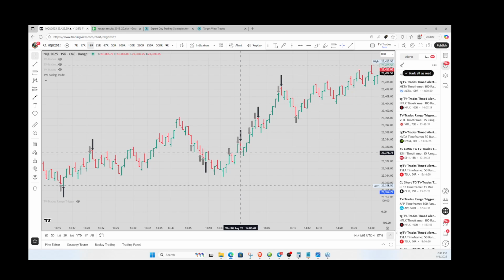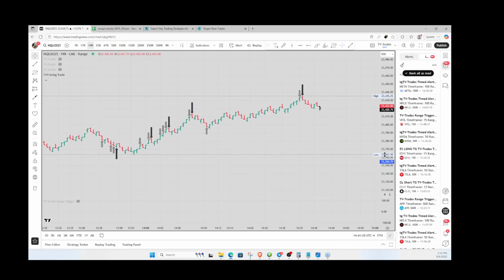Now this is on a 19 range, so your stop would have to be about, well, I use a 25 tick stop on the 19 range. So you'd have a stop out there, a stop out there, and a stop out there, if you didn't move your stop to break even after a certain amount.